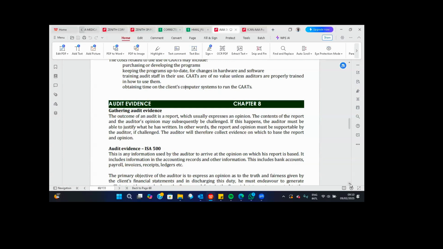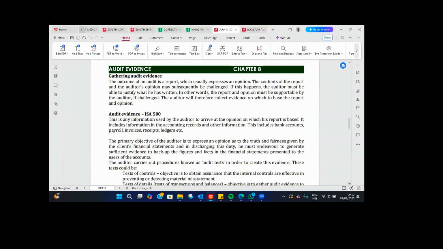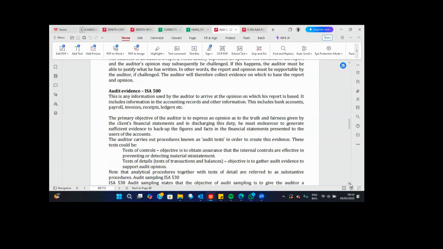Now, one thing you need to know is that for the auditor to be able to even obtain audit evidence from a client business, he needs to carry out two tests. For the auditor to be able to rely on the information he wants to obtain from a client business, he needs to carry out two tests. What are the two tests? Test of controls and test of detailed transaction.